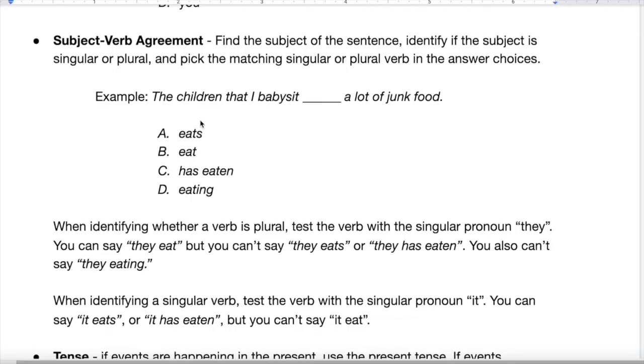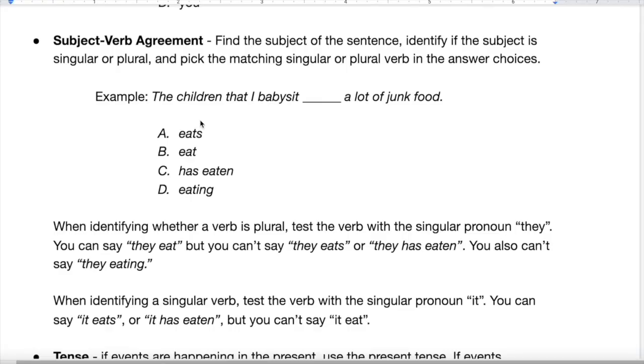What about C? Can you say "they has eaten"? No. You can say "they had eaten," but not "has eaten." Exactly. Because A and C are singular. What about D? "They eating"? No. Again, that's not even a verb. It's derived from a verb, but it's not actually a verb itself. They throw those in sometimes too. So the only plural verb here is answer choice B.